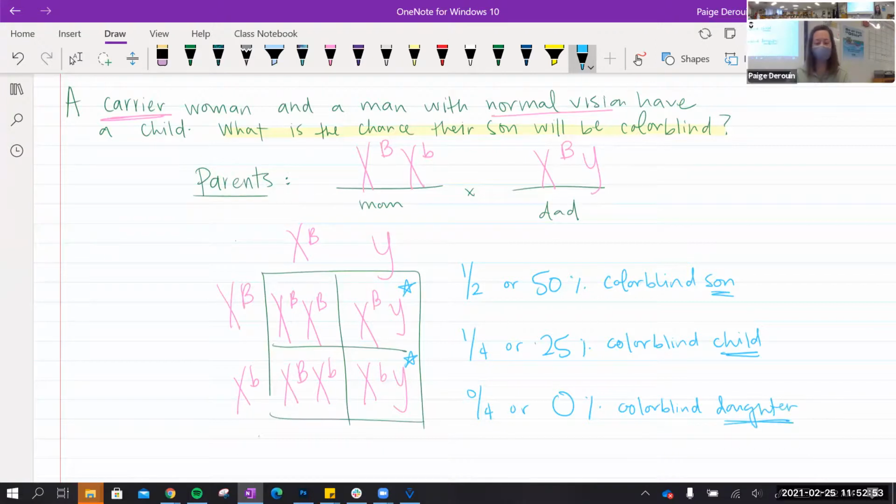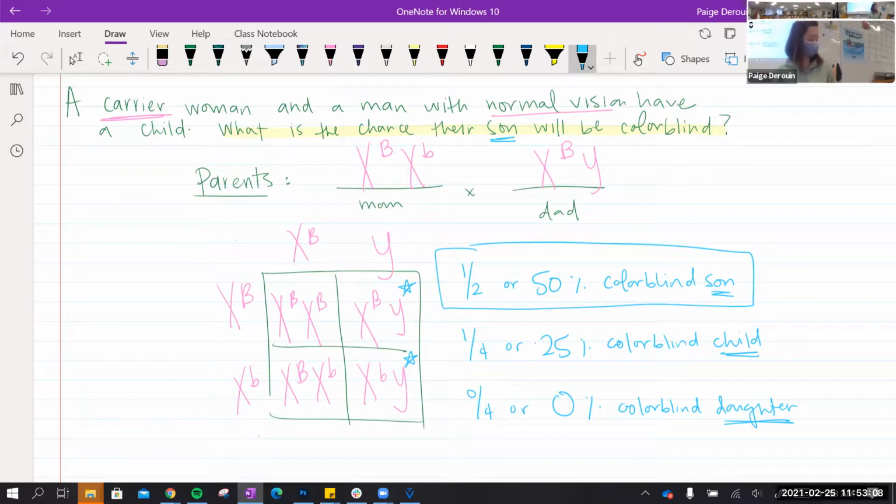So the most important thing here is to be really careful about what the question wants me to answer. And for this one, it would have been this, 50%. So even if you did the whole square right, but you said 25, that's the wrong answer.